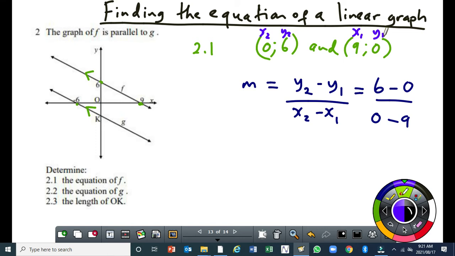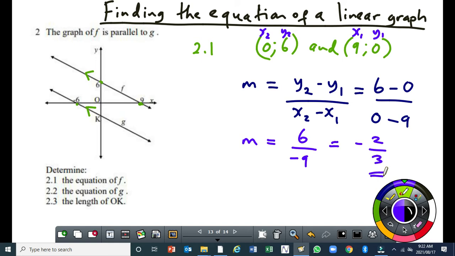Now, before you calculate the gradient, you must have an idea as to whether it's going to be positive or negative. The shape of the line must tell you, by observation. It is slanting to the left, therefore when I do the calculation for the gradient, it has to be a negative gradient. You can't get a positive gradient for a straight line like this. That will be incorrect. So m is going to be 6 over minus 9, which is equal to negative 2 over 3. So that's my gradient, negative 2 over 3.